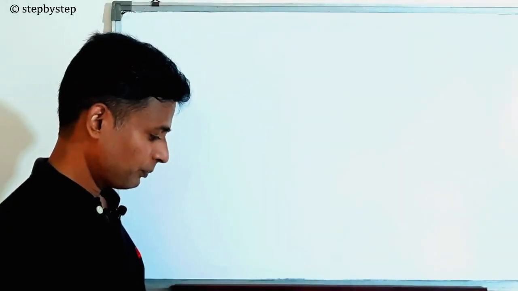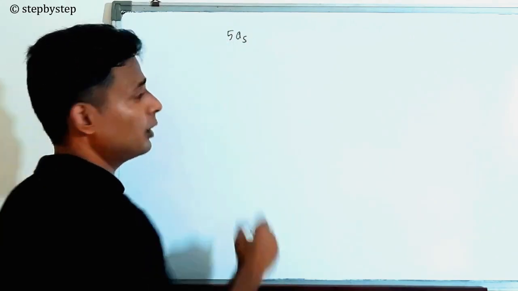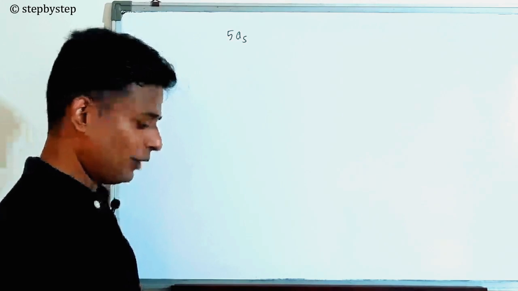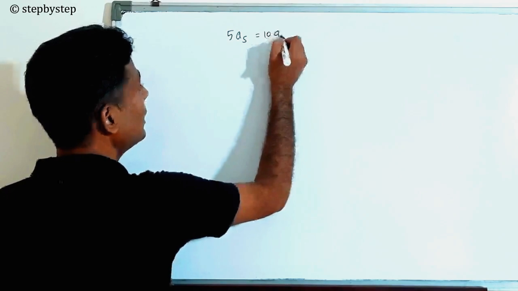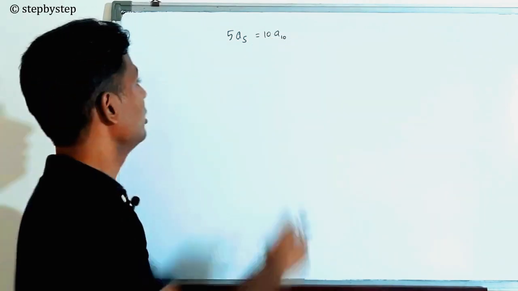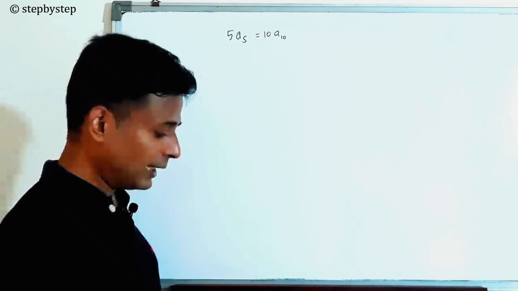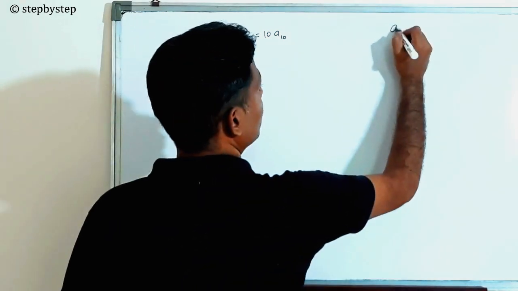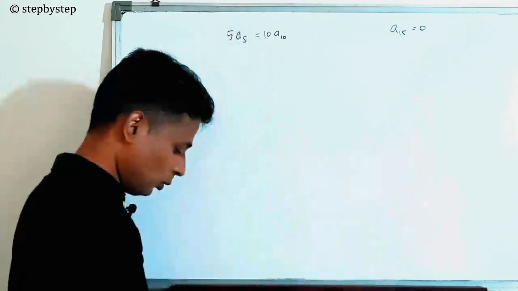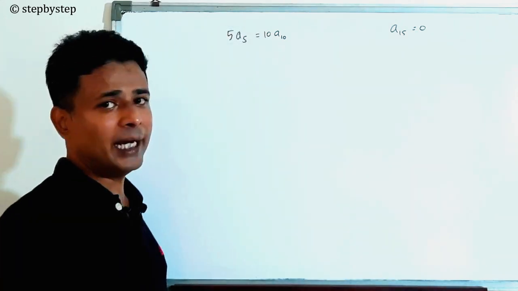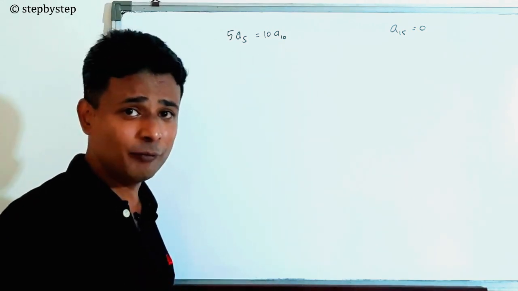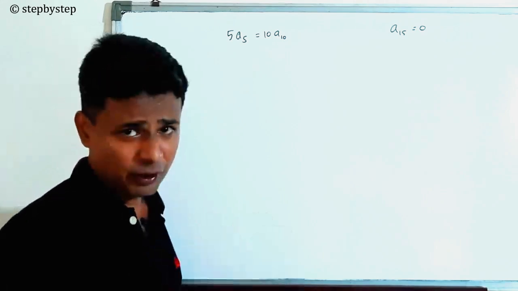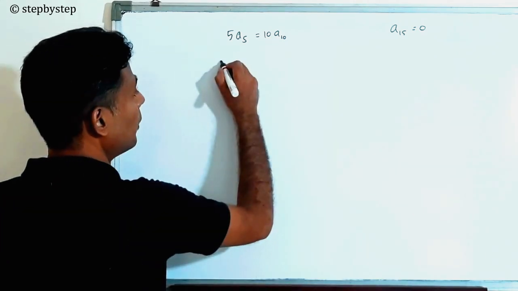Now the second question: if 5 times the fifth term, so 5 times a of 5 of an AP, is equal to 10 times the 10th term, so 10 times a of 10. If these two are equal, show that its 15th term is 0. So we have to show a of 15 equal to 0. Now if you observe, we do not know a and d. There are two unknowns, but we have only one condition, which means what? This is a kind of problem where you have to put a in terms of d. Alright, so I'll show it now.